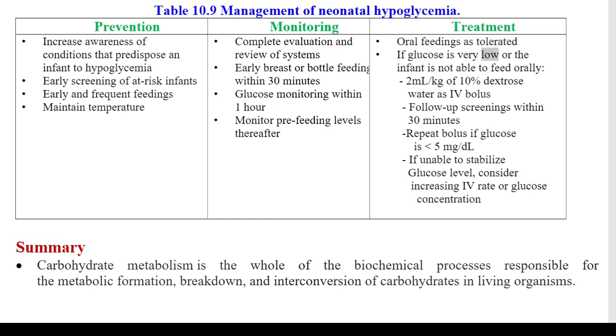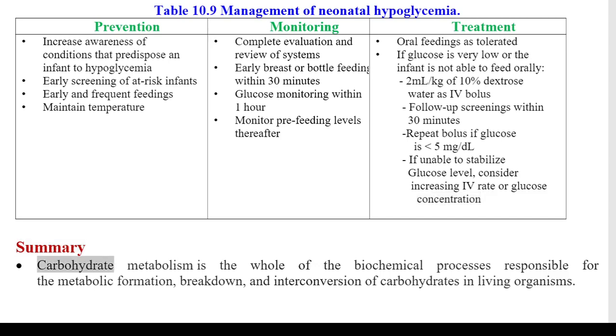If glucose is very low or the infant is not able to feed orally, give 2 ml/kg of 10% dextrose in water as a bolus. Follow-up screenings within 30 minutes. Repeat bolus if glucose is low. If unable to stabilize the glucose level, consider increasing the infusion rate or glucose concentration.